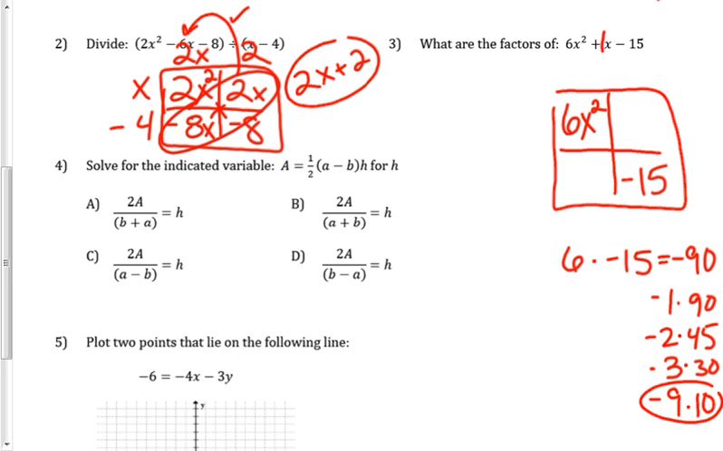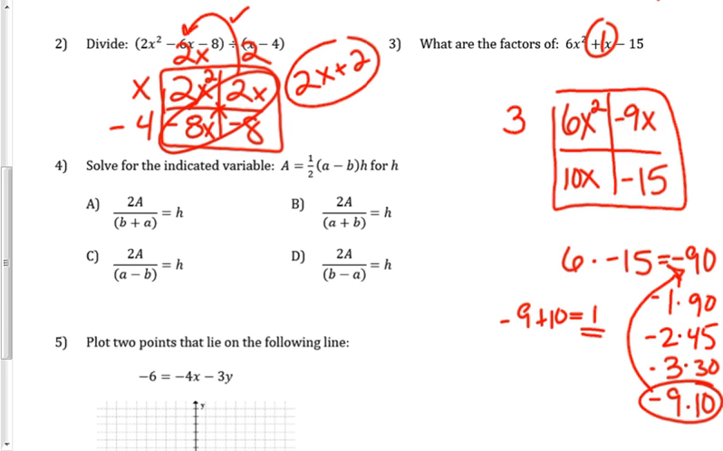Well, negative 9 and 10 is going to do the trick because negative 9 plus 10 equals a positive 1. So it needs to both multiply to give us negative 90 and add to give us that middle term of 1x. So I'm going to put a negative 9x in one corner and a 10x in the other. And now I can start taking out GCFs from each of the pairings. 6x squared and negative 9x are both divisible by 3, and they share an x. 10x and 15 are both divisible by 5.